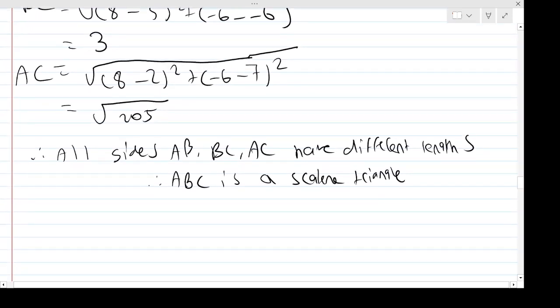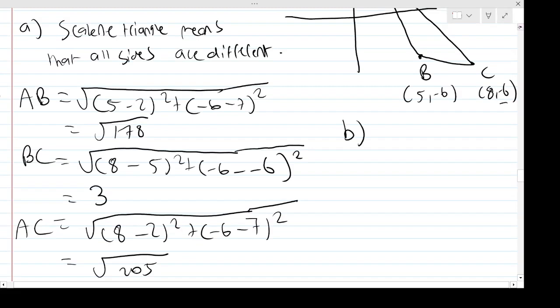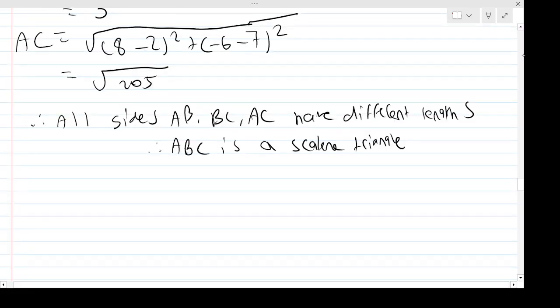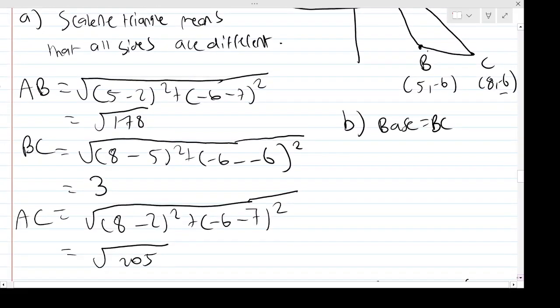And then part B. I'm going to do part B up here, actually. I don't need much room for part B. Then it says find the area of triangle ABC. So we proved it's scalene. Now we need to find the area of the triangle. Well, we need the base. Now the base is going to be that distance there, which is BC. We worked out the length of BC, didn't we? BC was 3. So the base is equal to 3.